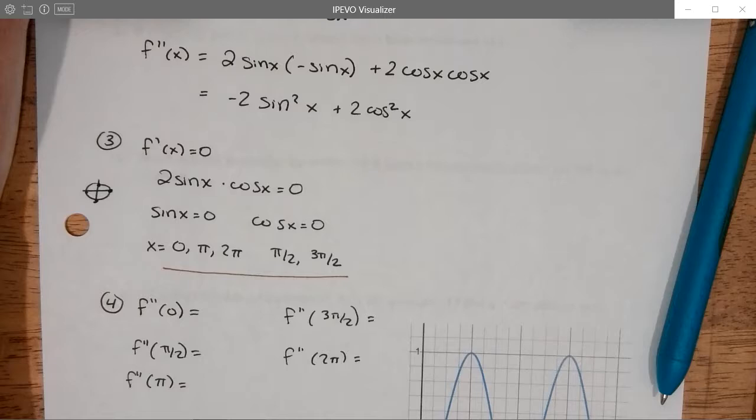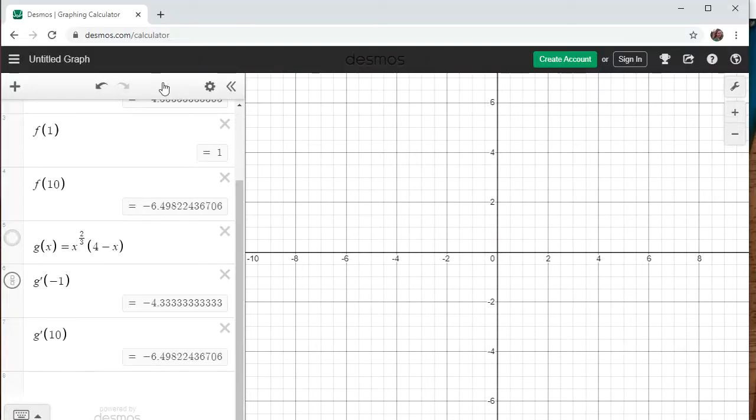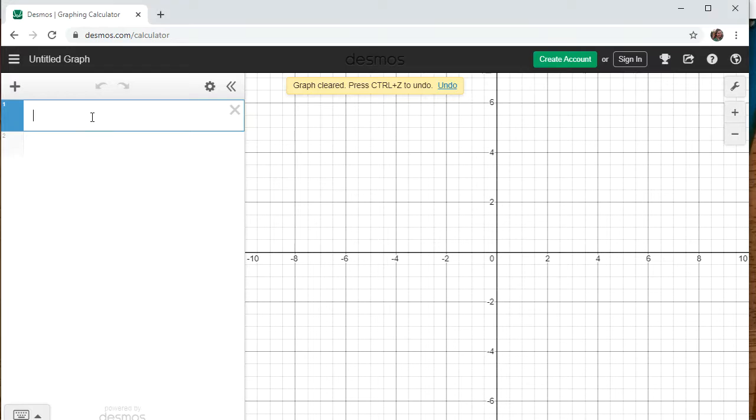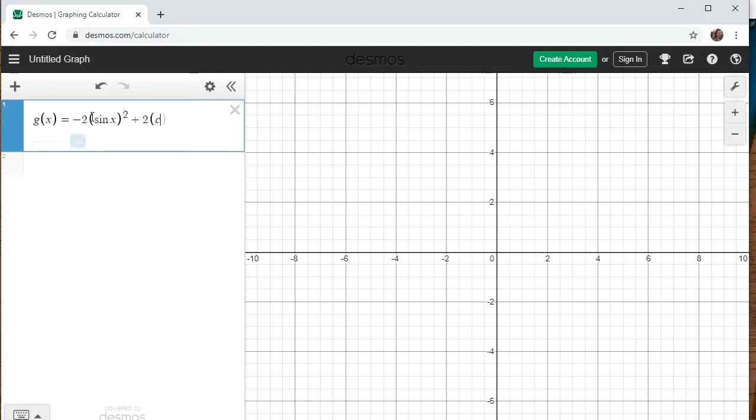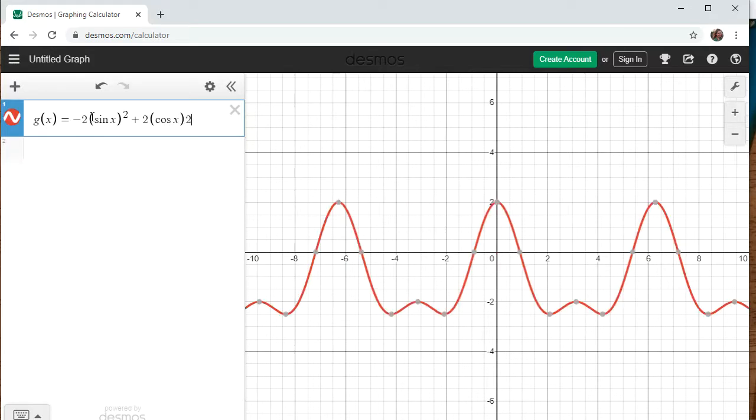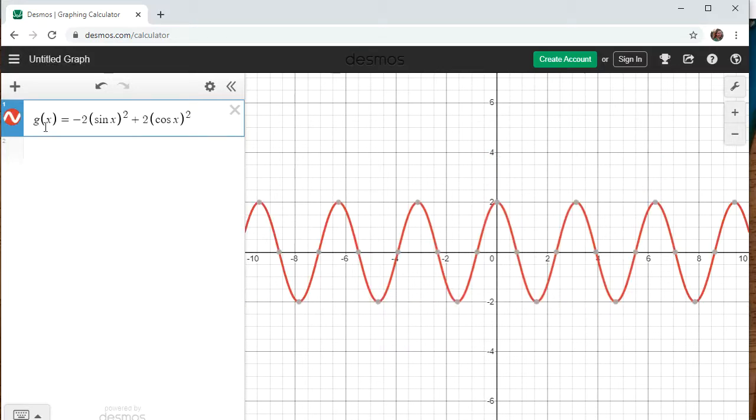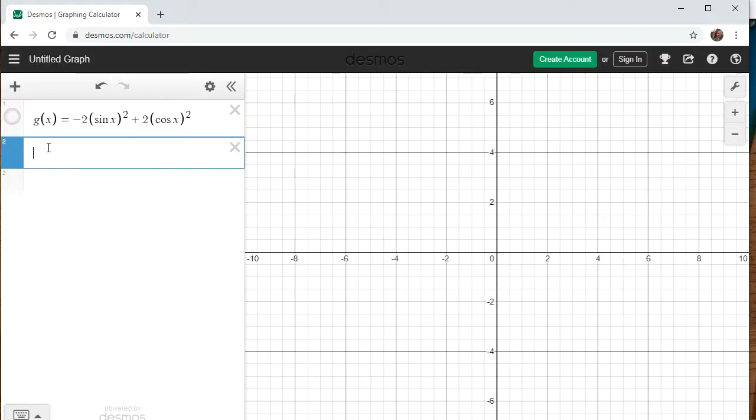Okay, so I'm going to use Desmos to plug these in. There we go. So the second derivative, I'm just going to call it g of x. And it's equal to negative 2 times the sine of x squared plus 2 times the cosine of x, quantity squared. Okay. So I don't need to see the graph. I'm going to turn that graph off for right now. And I'm just going to evaluate it.